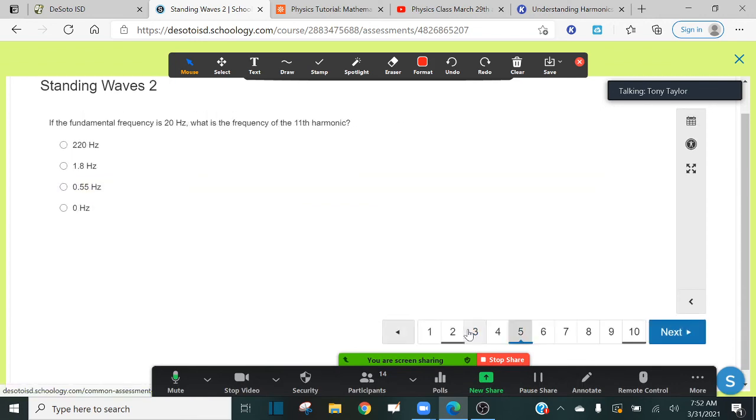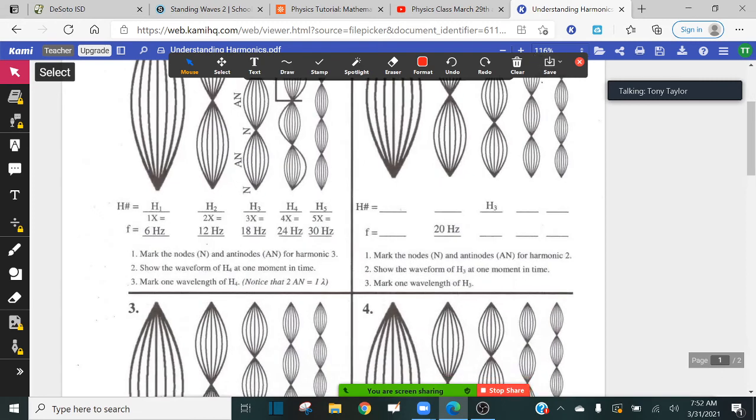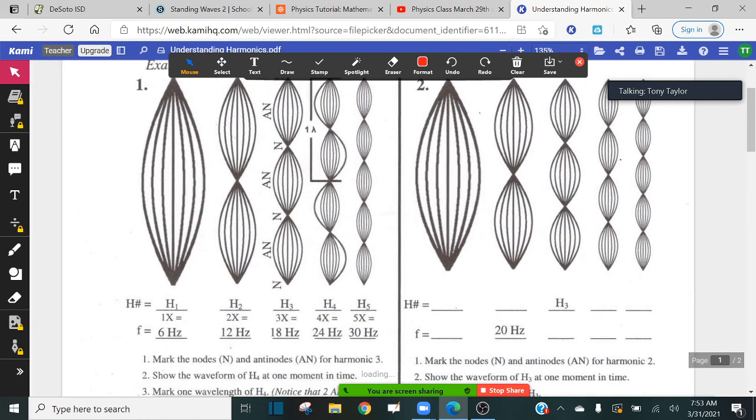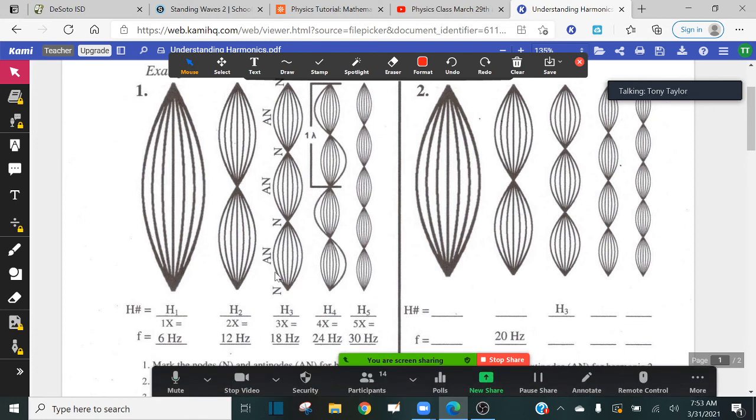Guys, whenever you're doing the rest on your own, remember when we did these examples in class last time. For example, if it gives you a standing wave and it tells you that the fundamental frequency of the first harmonic is 6 hertz, you can easily find the frequency of the remainder of the harmonics. All you do is the harmonic number times the original frequency. So for example, H2 would be 2 times 6, which gives you 12. H3 would be 3 times 6, which gives you 18, and so on. Okay, so keep that in mind.